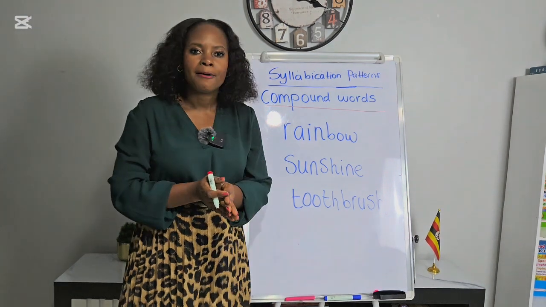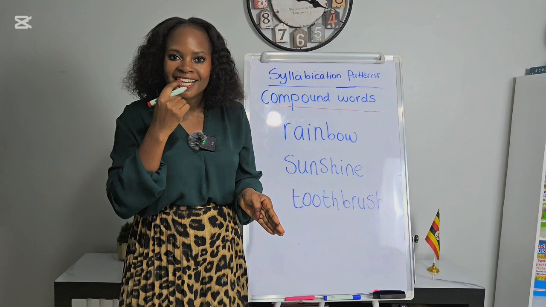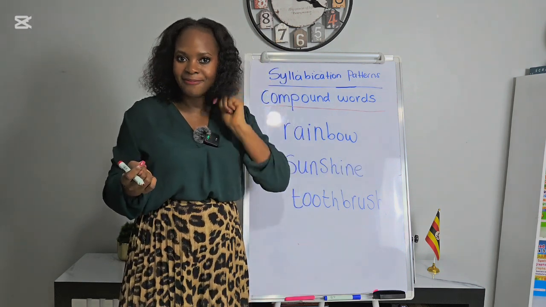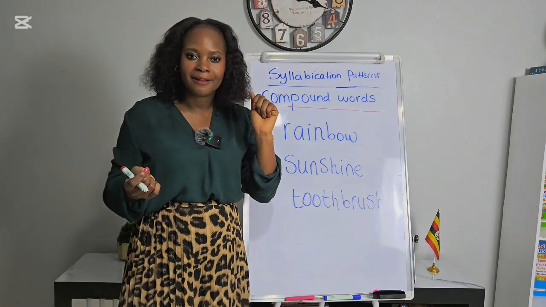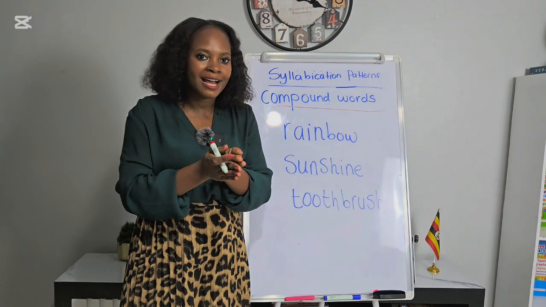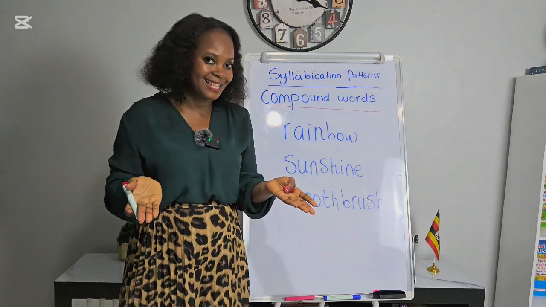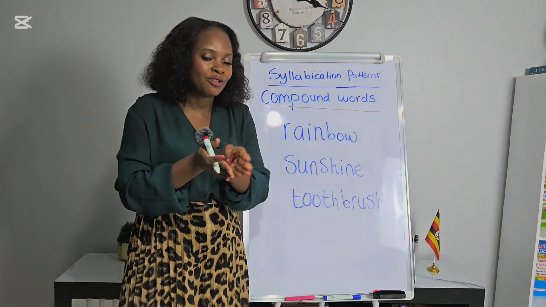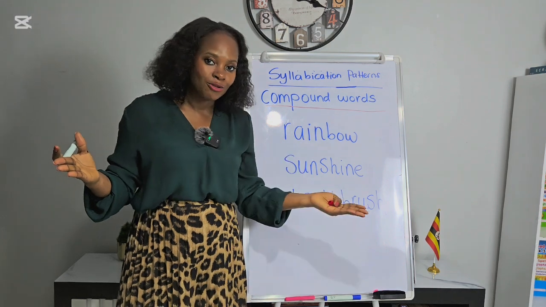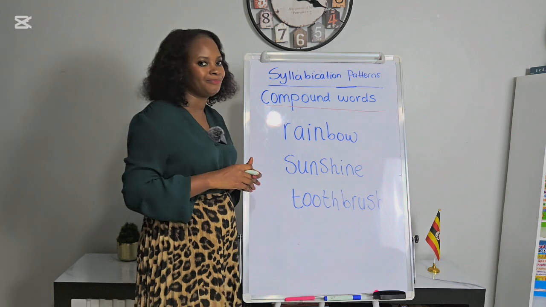Okay, good. How about tooth? We know tooth, touch your tooth. And we know brush. Brush is that item you use to comb your hair. All right, tooth, brush. If we join them together, we form a new word, toothbrush, the item we use to clean our teeth. You see, those two words joined together form a new word. But when we split them apart, those two words will still make sense on their own. That's what we call compound words.